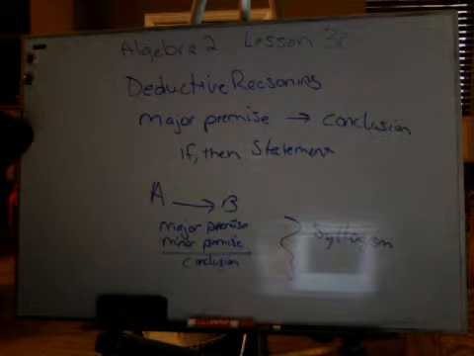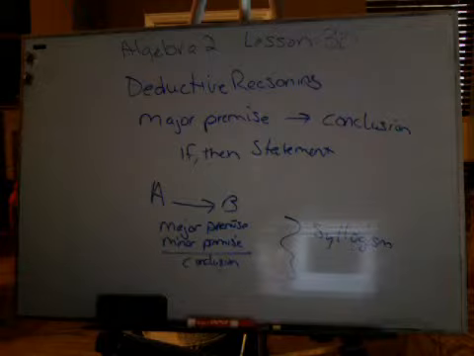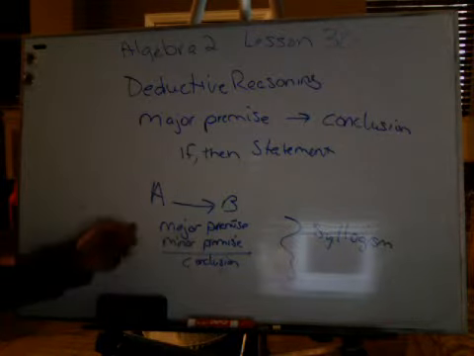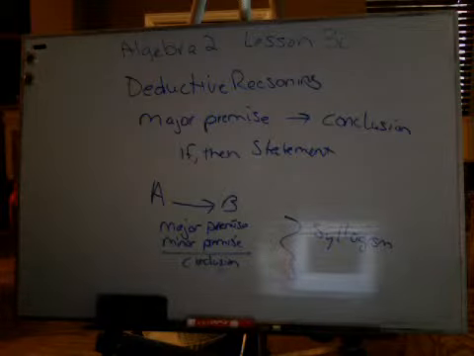A three-step deductive reasoning process consisting of a major premise, a minor premise, and a conclusion is called a syllogism. So it's a three-step process. And note that the major premise can be stated without using the words if, then. For instance, the premise, if a polygon is a square, then the polygon is also a rectangle, can be stated without using the if, then.